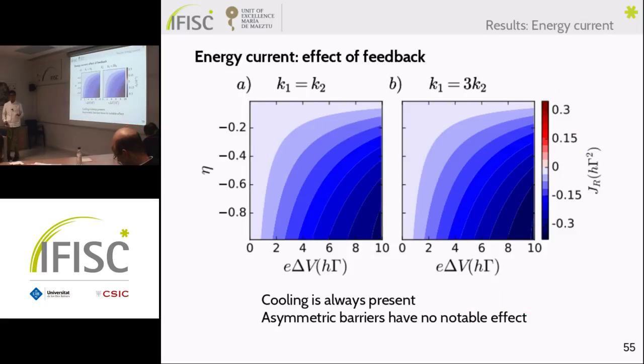If we do so, we can look now at the energy current that is being extracted from the cold reservoir. And we see that in both cases, we have extraction of energy from the cold reservoir. So the cooling process is working. But funnily enough, asymmetric barriers have no notable effect on this.